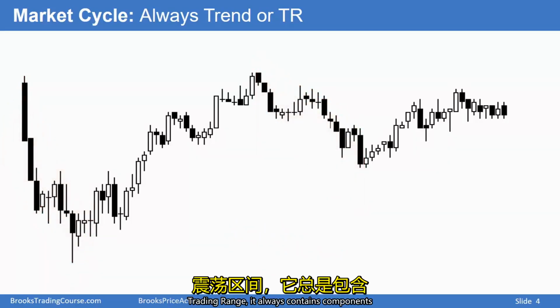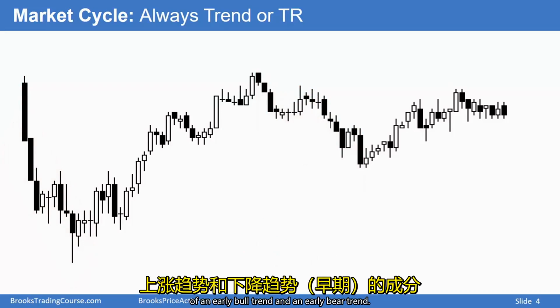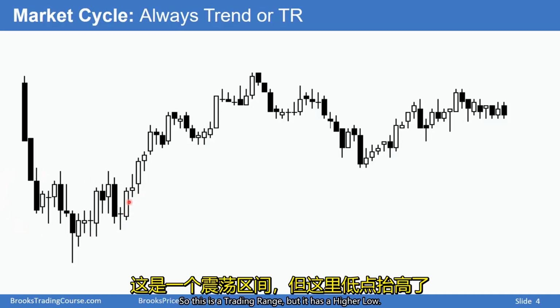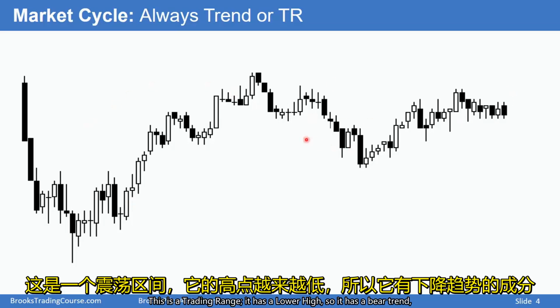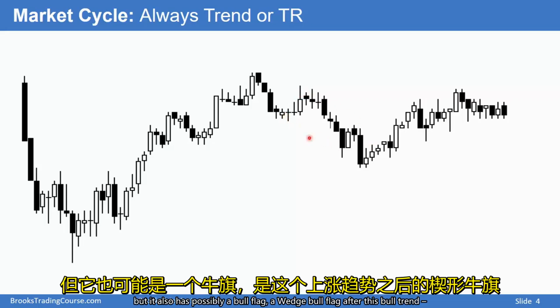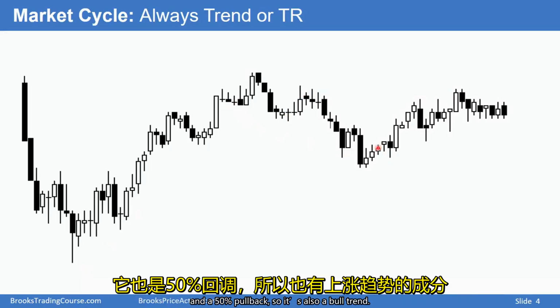A trading range always contains components of an early bull trend and an early bear trend. So this is a trading range, but it has a higher low. This is a trading range. It has a lower high, so it has a bear trend, but it also has possibly a bull flag, a wedge bull flag after this bull trend and a 50% pullback, so it's also a bull trend.